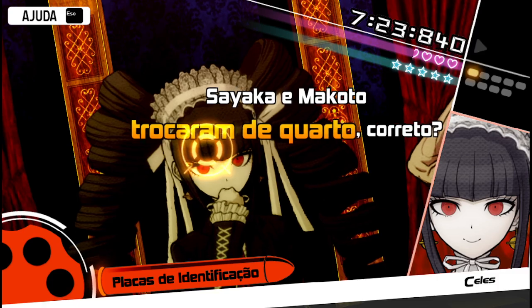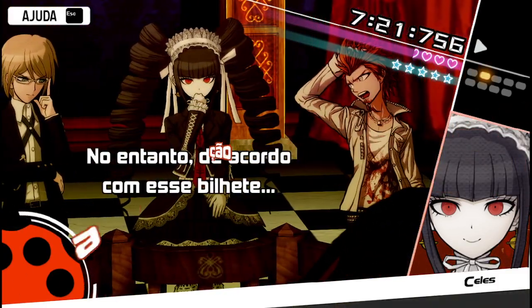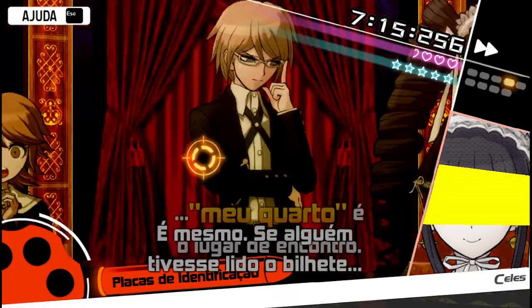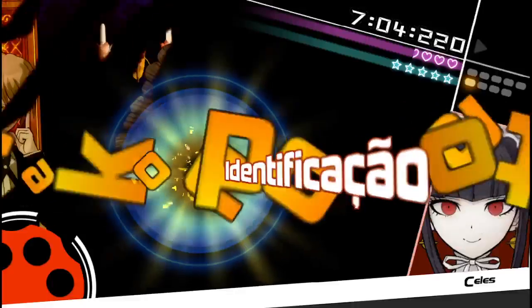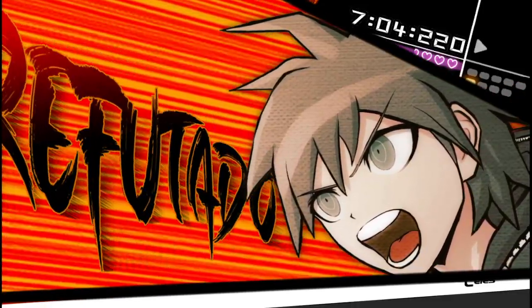Sayaka and Makoto switched rooms, but in the note, the place they were asked to... It specifically says, I see. Then they would have gone exactly the room... No, that's wrong!